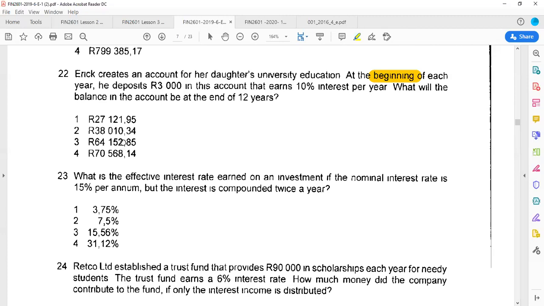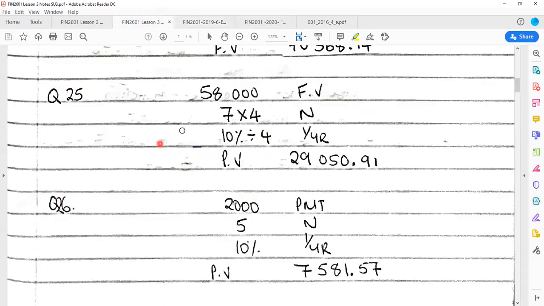Which is option 4. But you see, they will put both answers for when you don't put your calculator in beginning mode and when you do. So always remember to put your calculator into beginning mode, right? And last, two more questions.